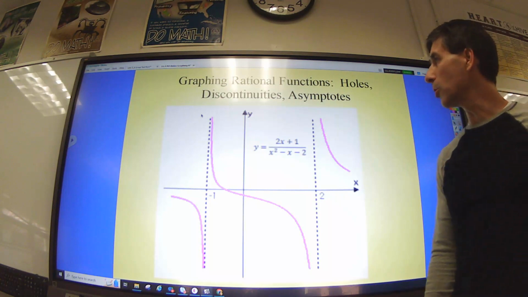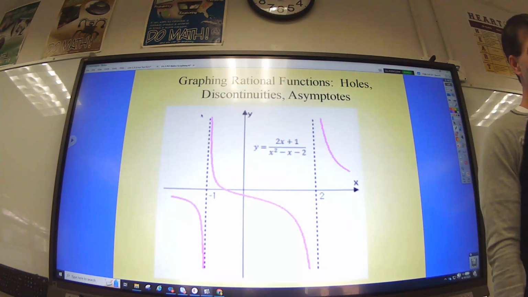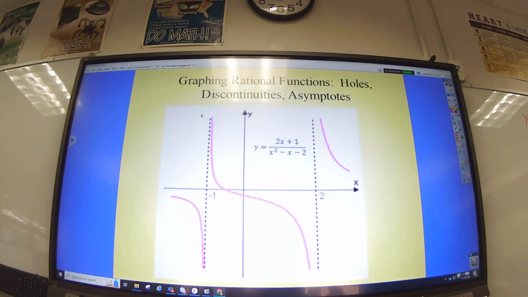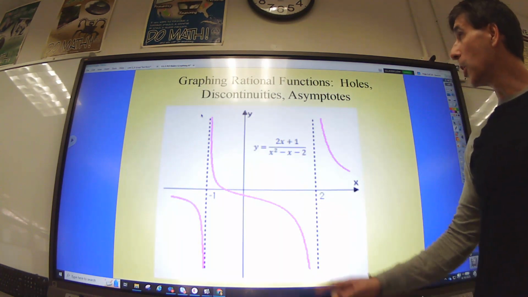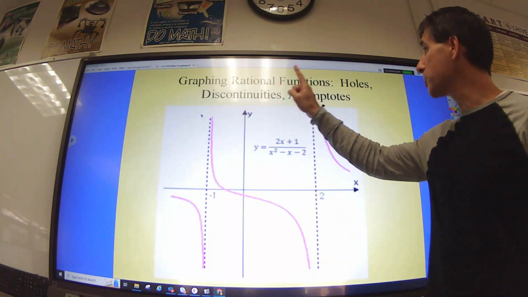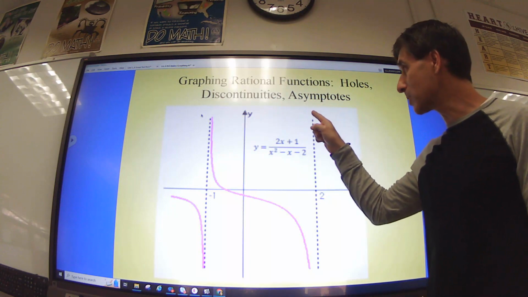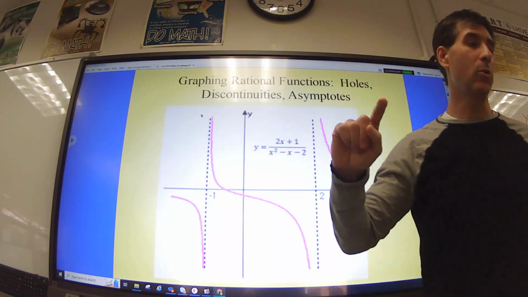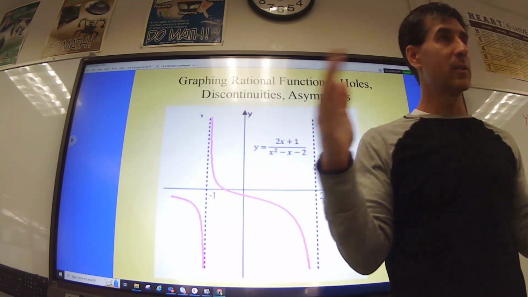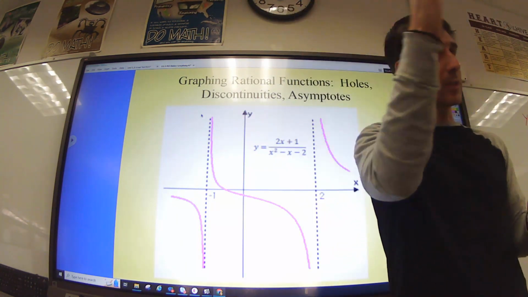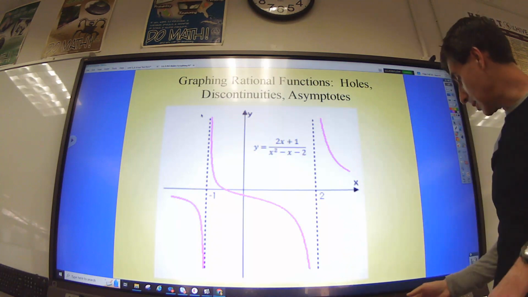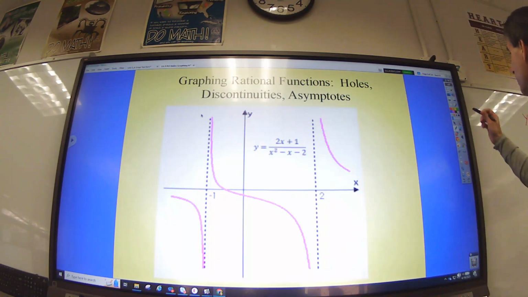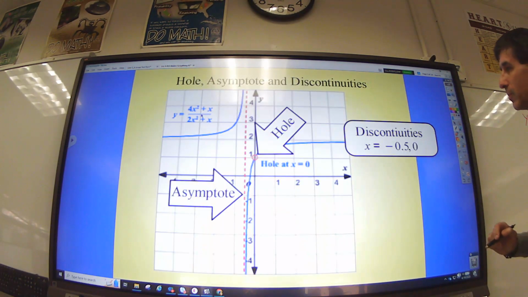graphing rational functions, holes, discontinuities, and asymptotes. Okay, all right. So, graphing rational functions, holes, discontinuities, and asymptotes. Discontinuity is basically an asymptote and a hole. It's where the graph stops, right? The asymptote doesn't continue, right? Anyhow, and the hole, well, I'll explain what a hole is in just a second.